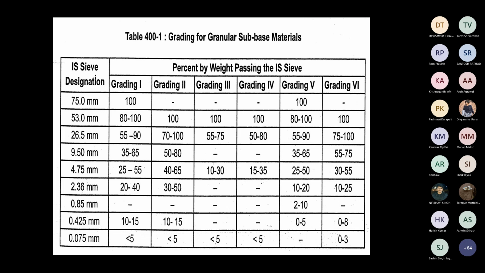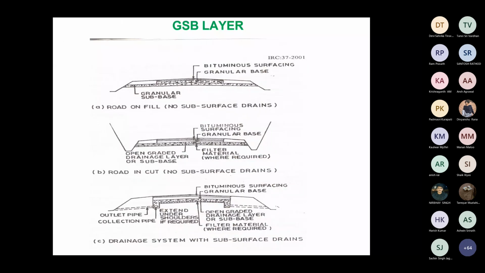Sometimes, if you are providing this exclusively for drainage, the granular subbase can be provided in two layers. The bottom layer can be for filtering the fine particles, and the top layer is exclusively for drainage. So you can have separate layers or gradings for these two, or you can choose a grading which will serve both purposes, in a single layer. This is a typical cross section showing the granular subbase layer.